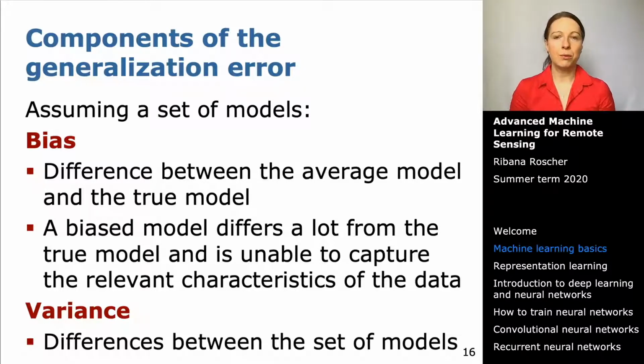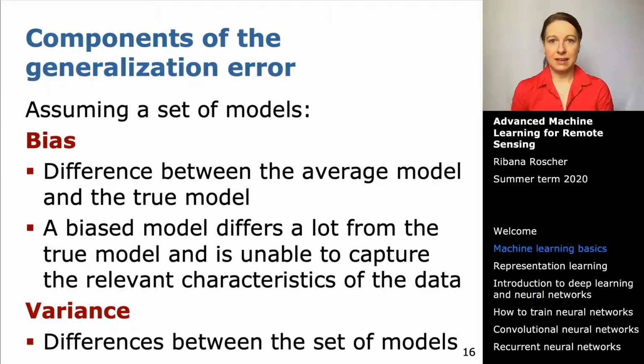So one of the components is bias. Bias is the difference between the average model and the true model. So the average model is the average over all the models you learned on the different subsets. And if you have a biased model, you always deviate from the true model due to, for example, some simplifications in the biased model, which is not able to capture the relevant characteristics of your data.